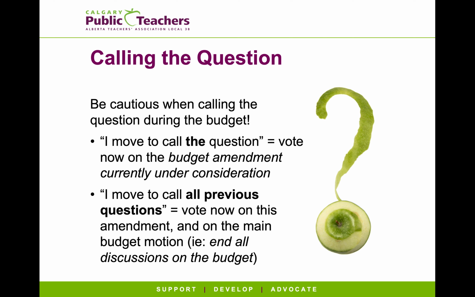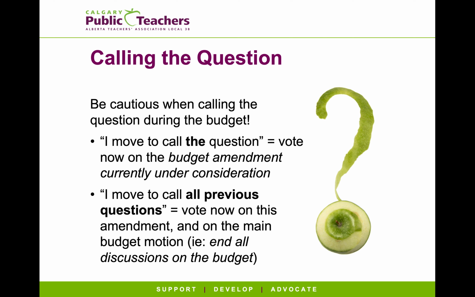You might often hear somebody call the question at ARA. Now, when you are in the budget debate, you must exercise some caution when calling the question because there are two types. The first is a motion to call the question. What this means is that the mover wishes to end debate on that particular amendment being discussed and vote on that amendment right now. If, however, you move to call all previous questions, what you are seeking to do is end debate on this amendment, vote on it right now, and then immediately vote on the main budget motion.